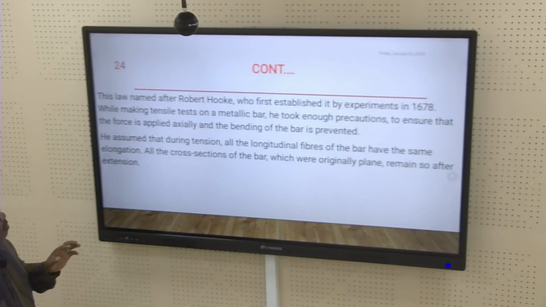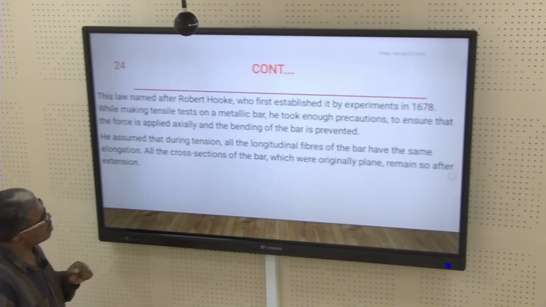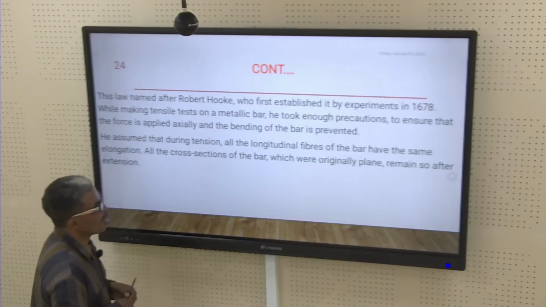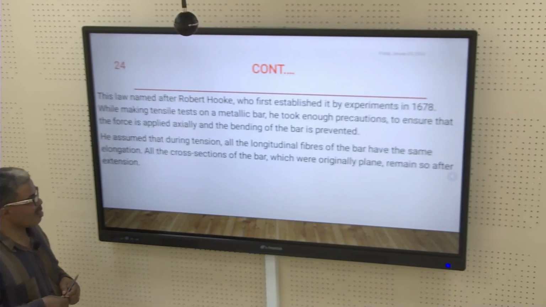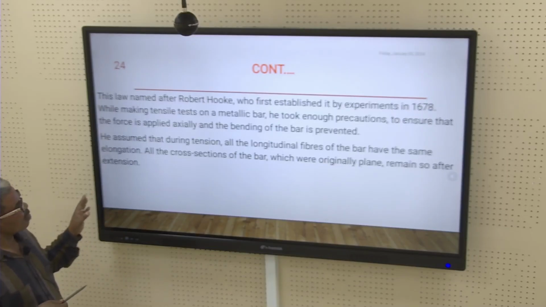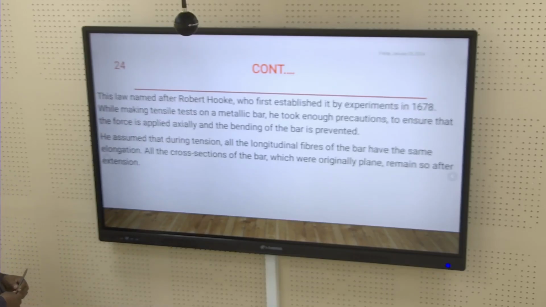This law is named after Robert Hooke, who first established it by different experiments that were conducted while making tensile tests on a metallic bar. He took enough precautions to ensure that the force is applied axially and the bending of the bar is prevented. He assumed that during the tension, the longitudinal fibers of the bar have the same elongation, and all the cross sections of the bar, which were originally plane, remain so after the extension. This is how Robert Hooke conducted the experiment to see how the proportionality between stress and strain remains constant within the elastic limit of any material.